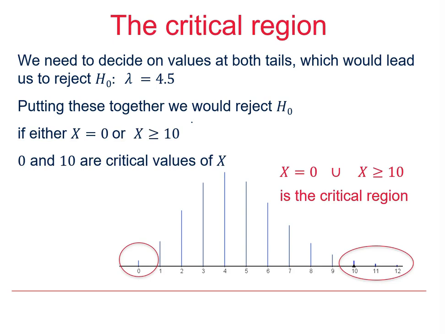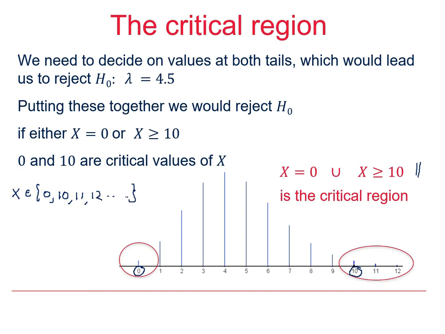0 and 10 are those critical values, and 0 or below is only 0, and 10 or above are our critical regions. And the critical region we can write like that, or you can write it in set notation. And you may see this being used in a question, so it's worth familiarizing yourself with it.